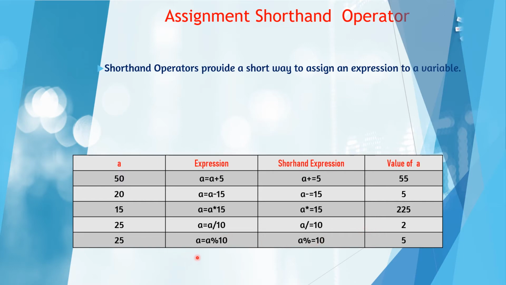And now last one, a is equal to a modulus 10 can be written as a modulus is equal to 10. So the same work will be done. 25 divided by 10, the remainder is 5. Modulus sign will give the remainder. So this way we can write the shorthand form. A is equal to a plus 5, a plus is equal to 5. So this is the format of shorthand operator.